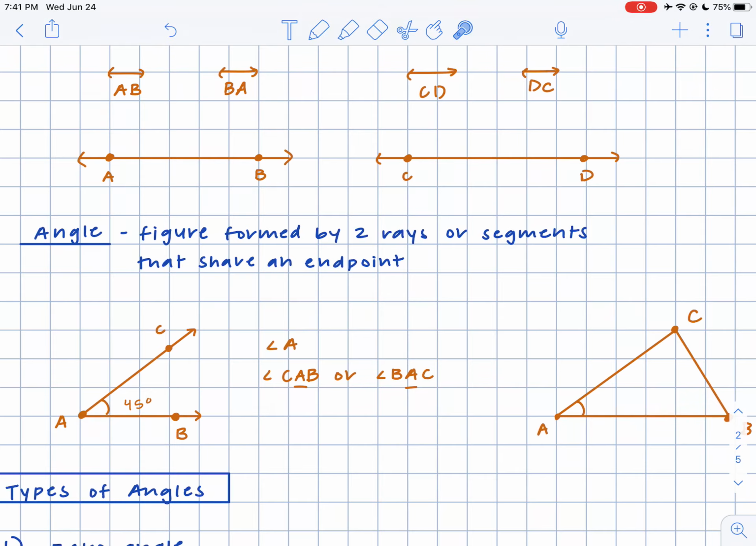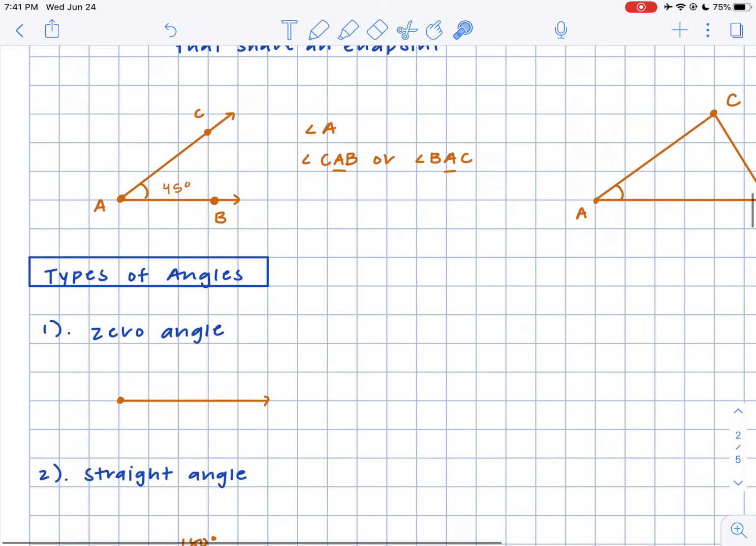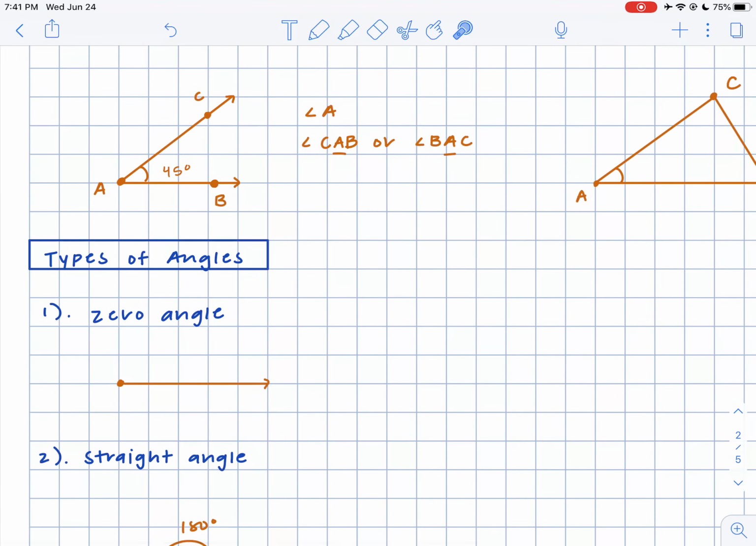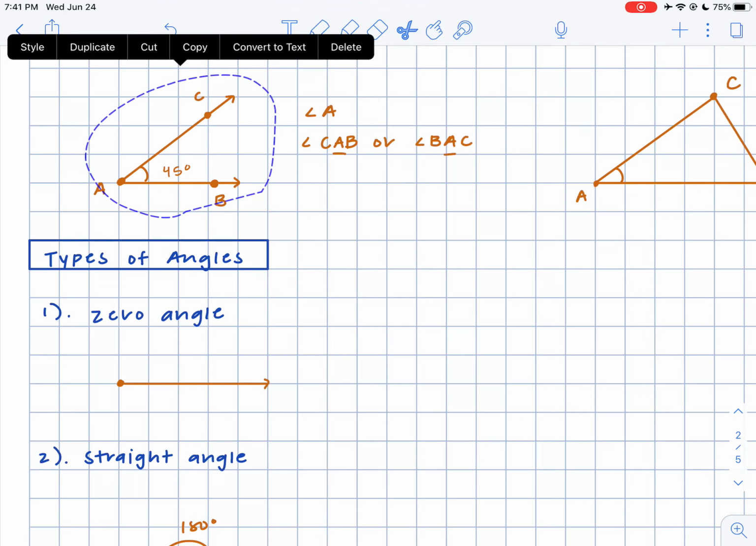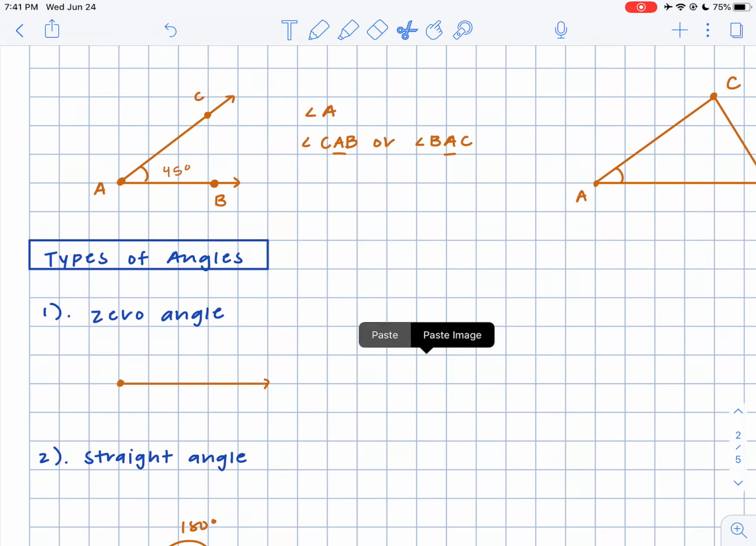Now there are different types of angles, and we can label them as such. So the first one is a zero angle. Now I didn't learn this when I was your age, so it was hard for me to understand, but let me try to draw it for you. Remember, let's take this angle for example, this one up here. Remember I said an angle was made up of two rays or two segments? So let's take this angle that is made up of two rays, okay?